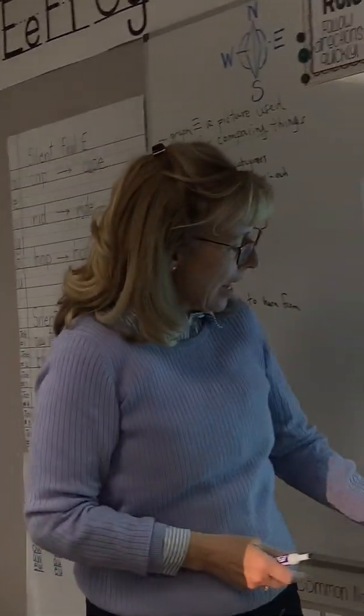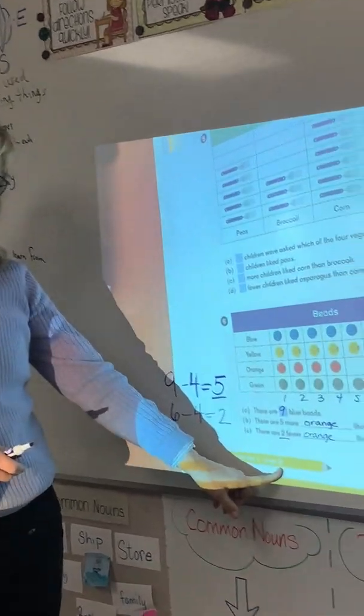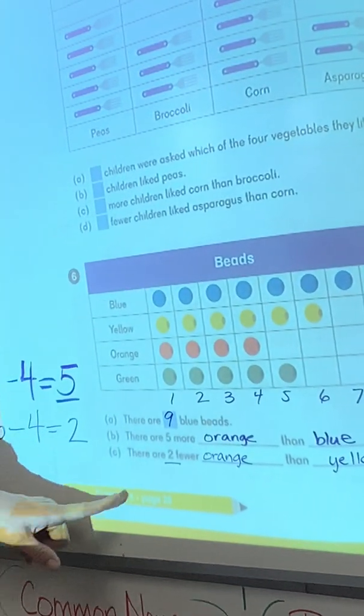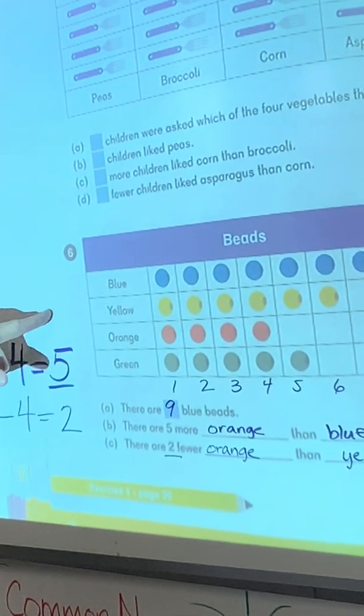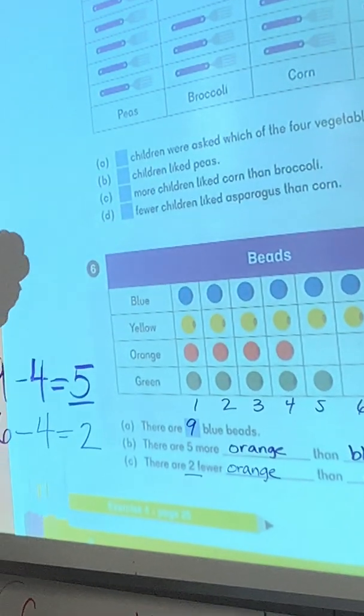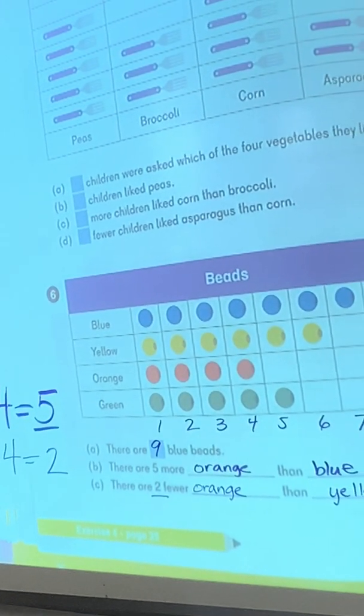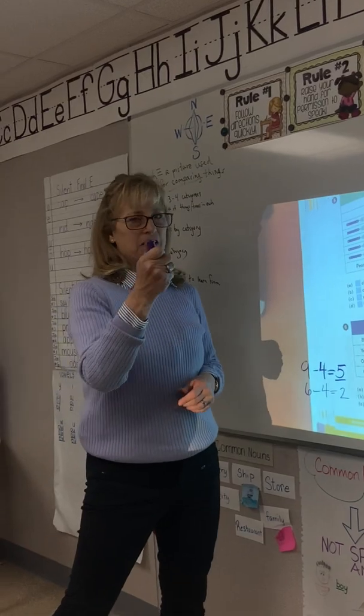Okay? Exercise 4, page 25 in the workbook. This will give you more practice with graphs and with subtraction stories. And then we'll move on to the assessment. I'll see you next time.